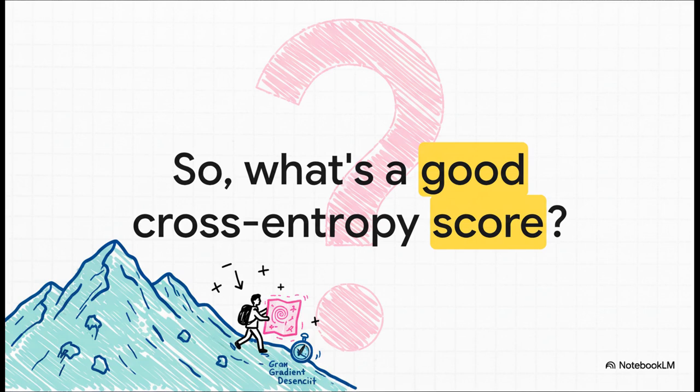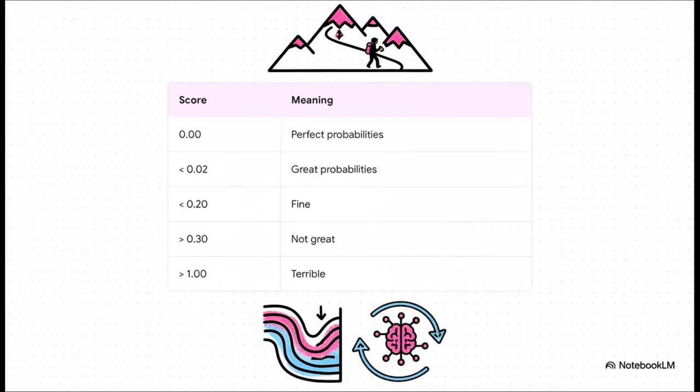We've been talking about high scores and low scores, but that's all a little bit abstract. When you're actually training a model in the real world, what do these numbers really mean? What should you actually be looking for? Here's a kind of practical, back-of-the-napkin guide. A score of 0 means your model's predictions are absolutely perfect, which, let's be honest, almost never happens. A score under 0.2 is actually pretty good. Your model is definitely on the right track. But if your score starts creeping up past 0.3, or especially if it goes over 1.0, that's a big red flag that your model is making some seriously poor predictions. Our hiker is still lost way up high on that mountain.